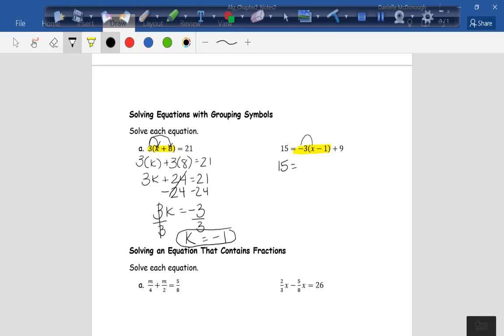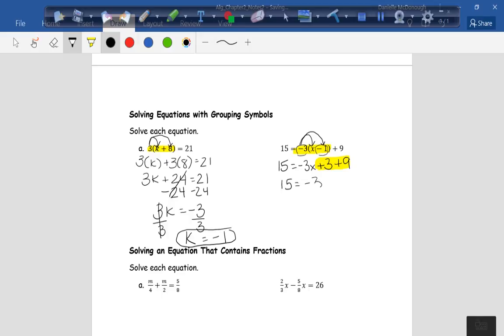So it's going to be 15 equals, if I do negative 3 times x, that's negative 3x. And then if I think of this as negative 3 times negative 1, remember how we can do that so we get rid of our double signs? So negative 3 times negative 1 is going to be a positive 3 plus 9. So now if you look on that side, do we have any like terms that we can combine together? And we do. We have these constants right here that we can combine together.